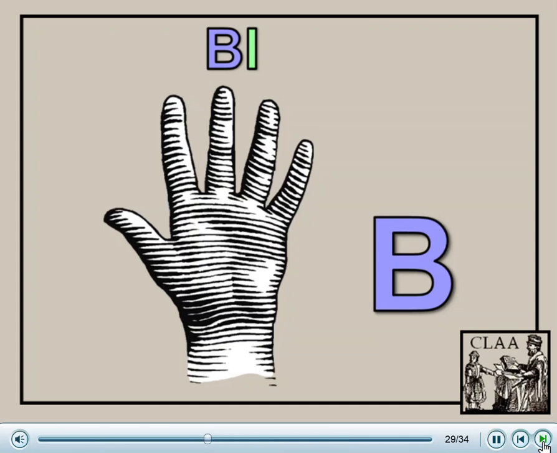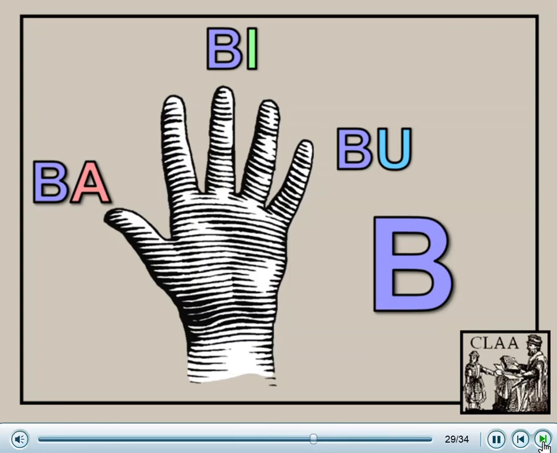How do you spell the syllable boo? You should have said be-oo. How do you spell the syllable ba? You should have said be-ah. How do you spell the syllable bo? You should have said be-o.